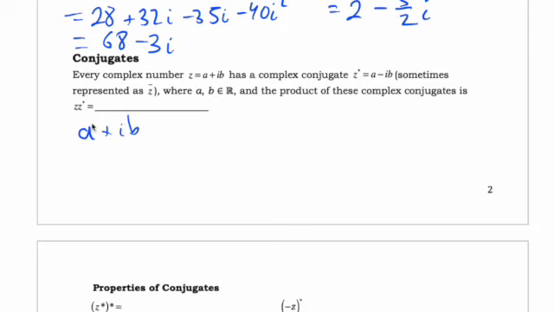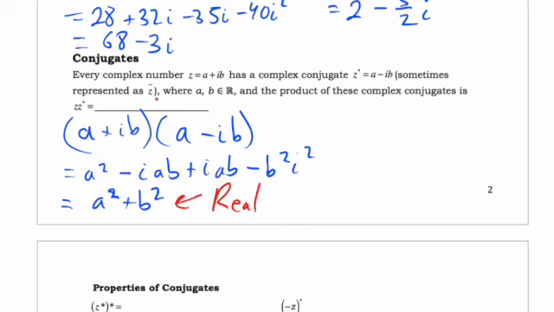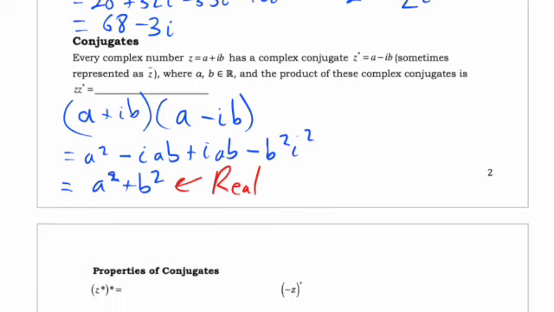We've got a plus ib times a minus ib, and we get a squared minus iab plus iab, and then we get minus b squared i squared. Remember, i squared is just -1, so we're going to have a squared plus b squared, and these cancel, so we just have a squared plus b squared. So notice this is just real. Okay, so if you multiply a complex number by its conjugate, you get a real number, and that's going to be very important for some applications later on.